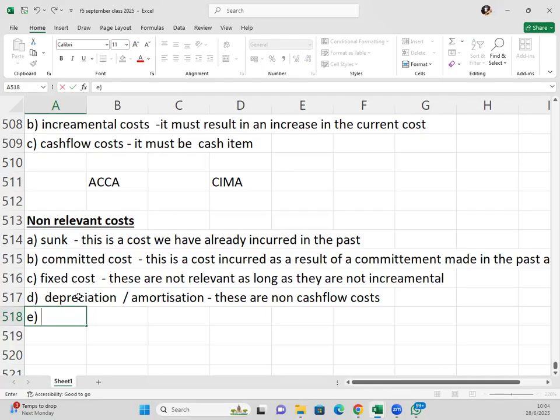Then also uncontrollable costs, costs that we cannot control. These are costs where we have no influence over. For example, if we decide to introduce CIMA, we'll be required to pay tax. We are not the ones that decide the amount of corporate tax. So there is going to be an additional cost of tax that we are supposed to pay, but we have no control over that. So the uncontrollable costs are not relevant.